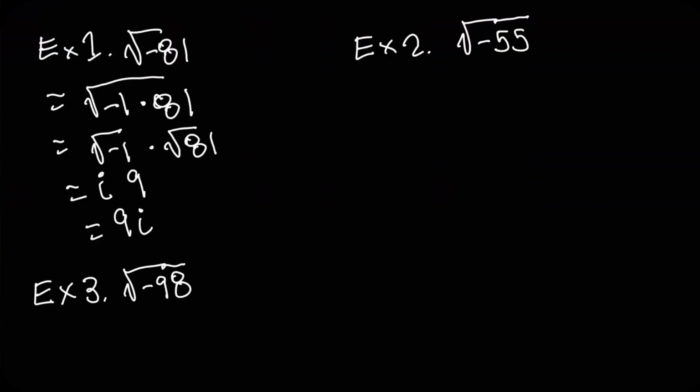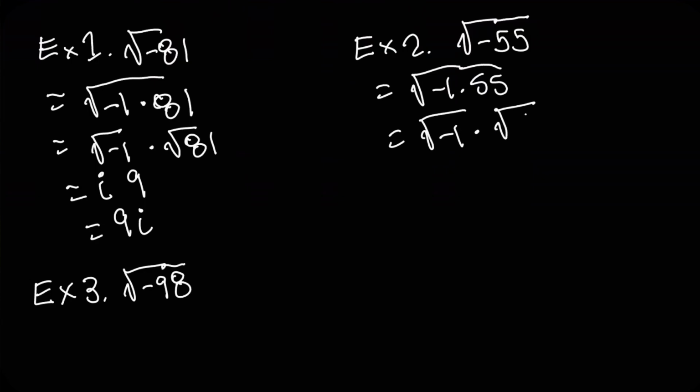Okay, so for example number 2, again, let's break this apart. Square root of negative 1 times 55, which is also equal to the square root of negative 1 times the square root of 55. Again, we know that the square root of negative 1 is equal to i, so we can say i, and then we cannot further reduce the square root of 55, so we can just leave it as the square root of 55.